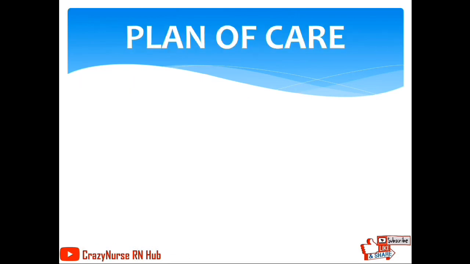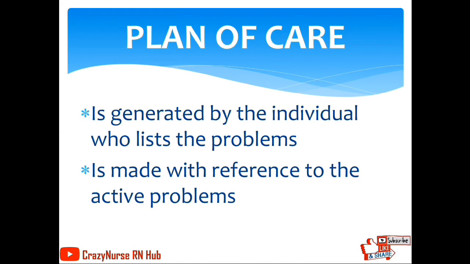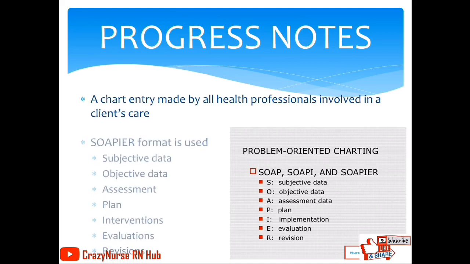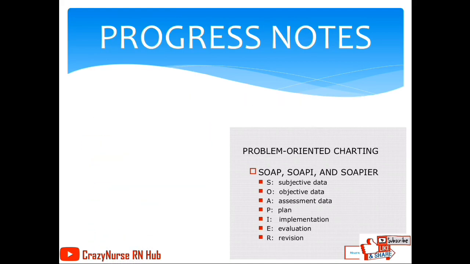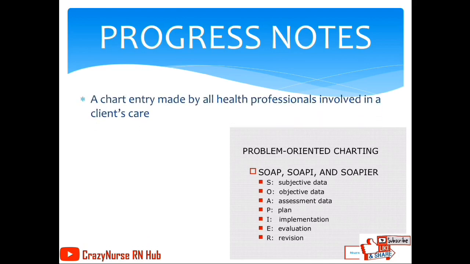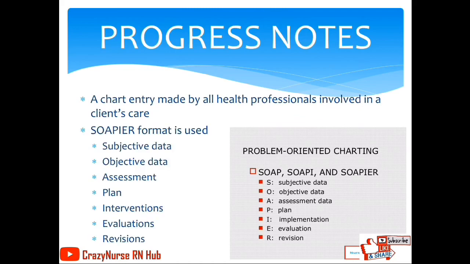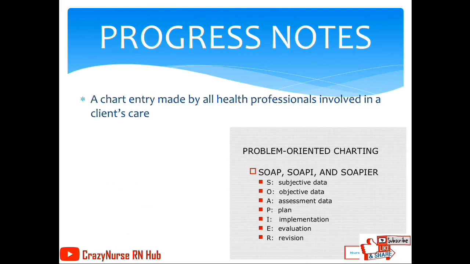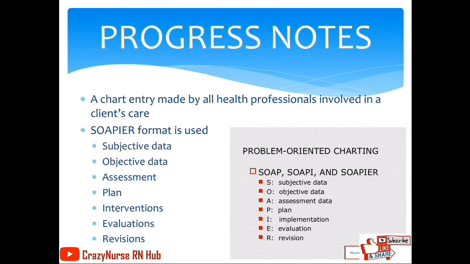Now let's proceed to the plan of care. It is generated by the individual who lists the problems, and it is made with reference to the active problems. Now let's proceed to progress notes. A progress note in the POMR is a chart entry made by all health professionals involved in a client's care. So we have here the SOAPIER format, which includes the subjective data, objective data, assessment, plan, interventions, evaluations, and revisions.